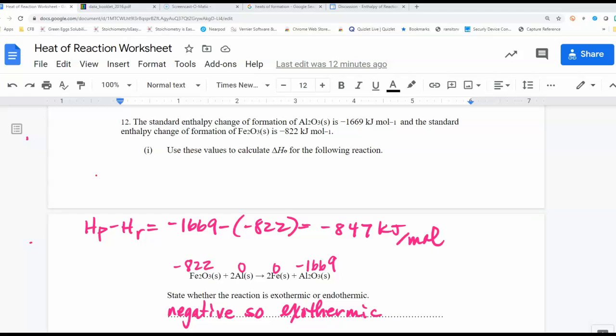For question 12, it says the standard enthalpy change of formation of Al2O3 solid is negative 1,669 kilojoules per mole. And the standard enthalpy change of formation of Fe2O3 solid is negative 822 kilojoules per mole. Use these values to calculate the standard heat of formation for the following reaction. So there's our following reaction, and I went ahead and wrote all over that so that you could see that, in fact, we were going to do products minus reactants, and I went ahead and did that and got negative 847 kilojoules per mole. Since it came out negative, this was exothermic.